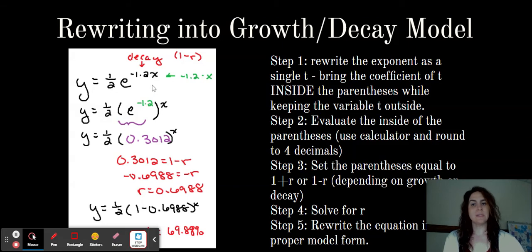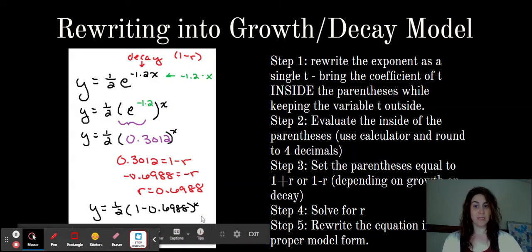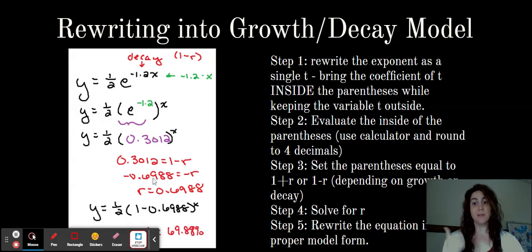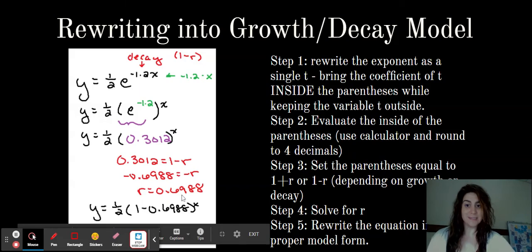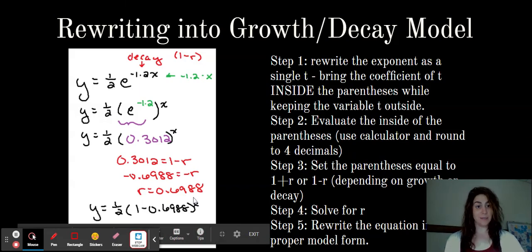And then once you decide whether it's a growth or a decay, you're going to set this new value equal to 1 plus R if it's a growth, or 1 minus R if it's a decay. And then you'll be able to find your rate. So in this problem, I knew it was a decay because it was a negative exponent. So when I got that e value, I set it equal to 1 minus R, solved it, and I got R is 0.6988. I could rewrite it in my format, and then I can see that the decay rate is 69.88%. So that's decreasing by that amount.